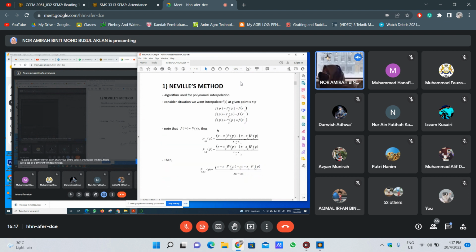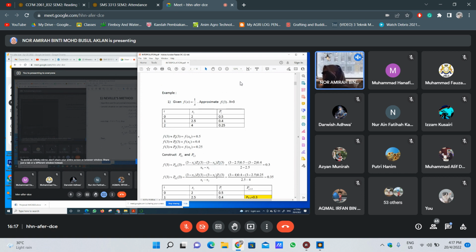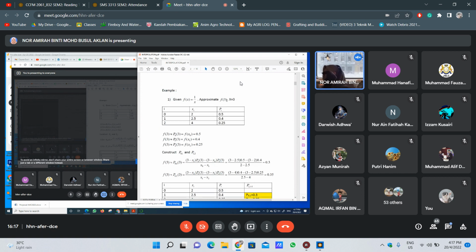Okay, kalau tengok dekat formula ni, you need to know what is x0, x1, x2 kan. Okay, which is you going to find P0, P1, P2. So from 0, 1, 2 ni awak kena create, okay, awak kena ambil je any number which is around 3. So since dia nak F3, so kita cari around 3. So kalau tengok pada example ni, dia ambil value 2, 2.5 and 4.